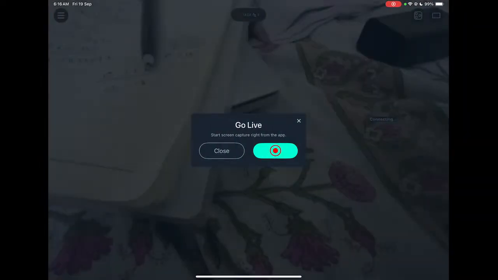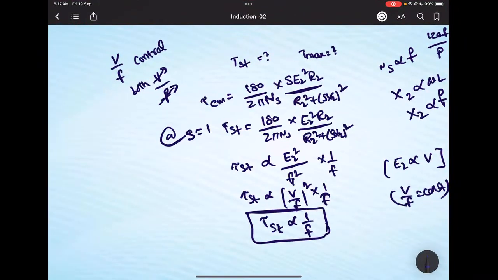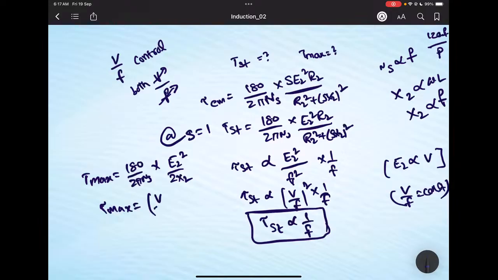Let's see about maximum torque. Maximum torque is 180 by 2 pi ns into E2 square divided by 2X2. Maximum torque is E2 square divided by 2 pi ns into 2X2. From this we can write maximum torque as V by F whole square. So maximum torque is going to be constant.